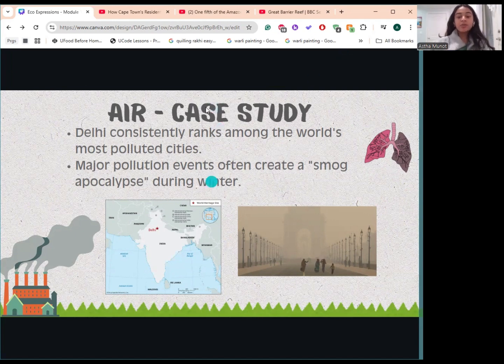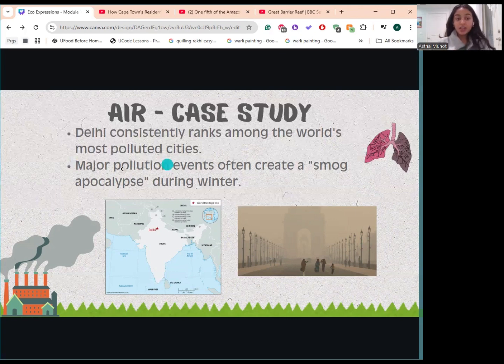So the place we'll be studying for air pollution is Delhi in India. It consistently ranks among the world's most polluted cities. I'm sure you know that India now has the largest population in the world, and a lot of it is concentrated in Delhi, the capital.